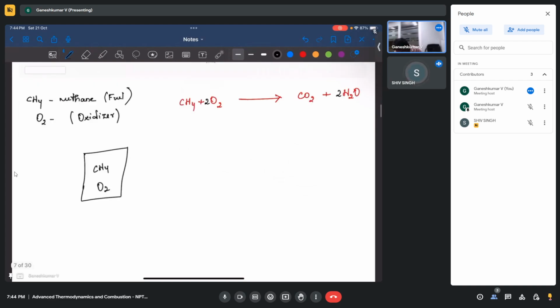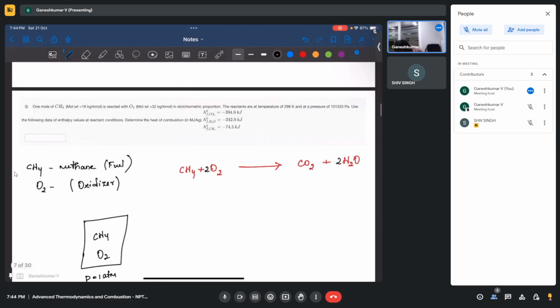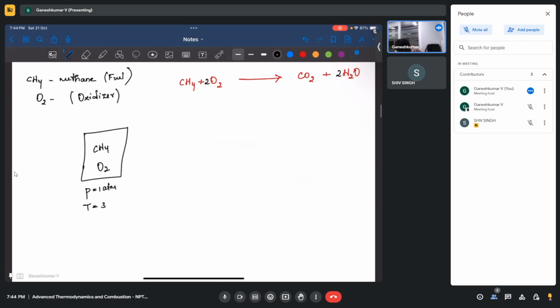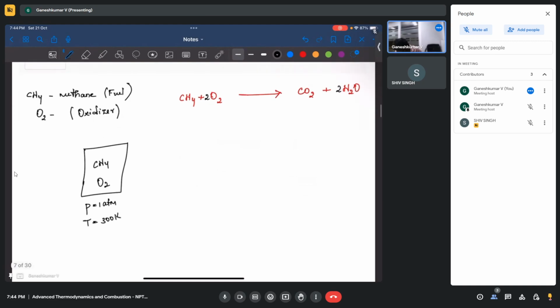Now at the end, so let's say this is at pressure 1 atmosphere, and temperature is, what did they give the temperature? They didn't give anyway. So let's say it is at 300 Kelvin. Now what I'm doing is, it's adiabatic, let's say. There is no heat entering or leaving. Now it will combust and react and give me CO2 and H2O, right?